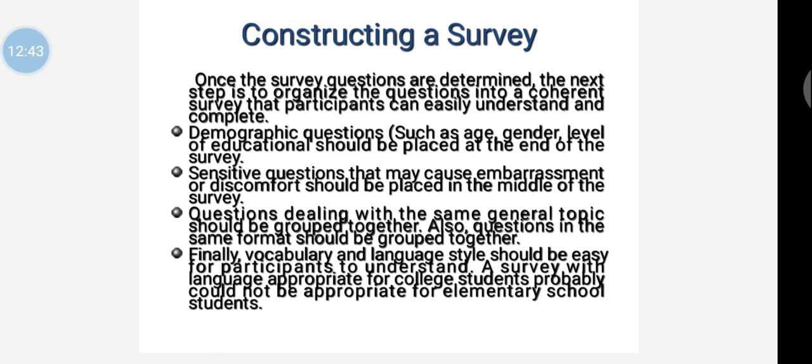Finally, vocabulary and language style should be easy for participants to understand. A survey with language appropriate for college students probably would not be appropriate for elementary school students.